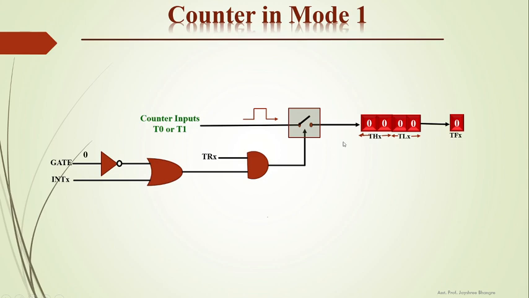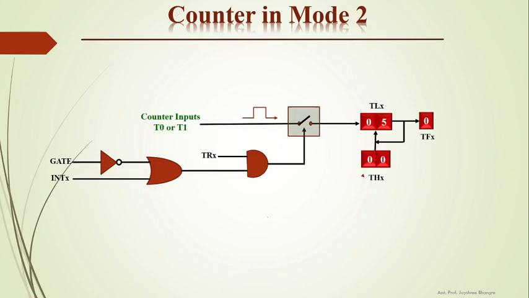To start the timer, we have to make the TRX bit equal to 1. This will close the switch, and the clock pulses which are available at the external inputs T0 and T1 will be available to the input of the timer, and it will start counting from 0000H. When it rolls over, the TFX flag becomes 1 and the timer will stop. In this way, we can count the external clock pulses in mode 1.